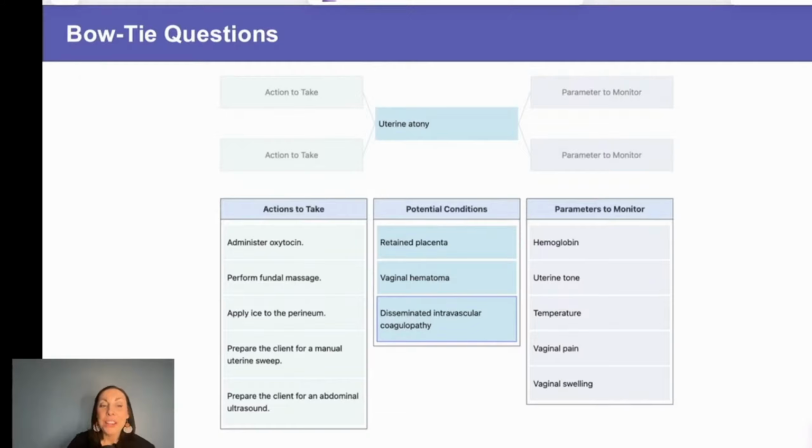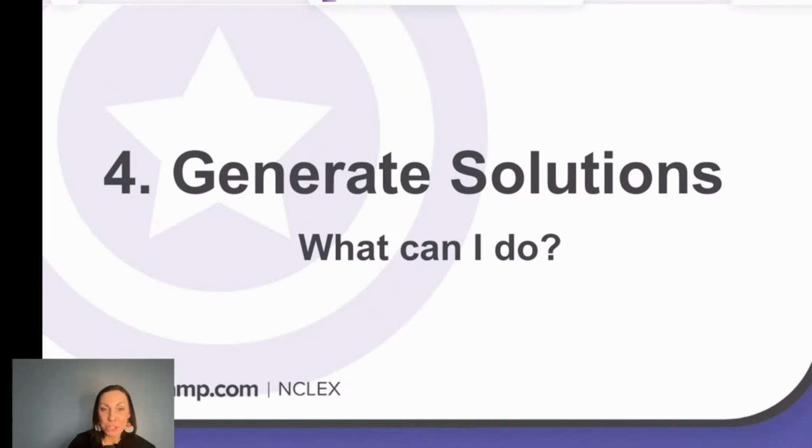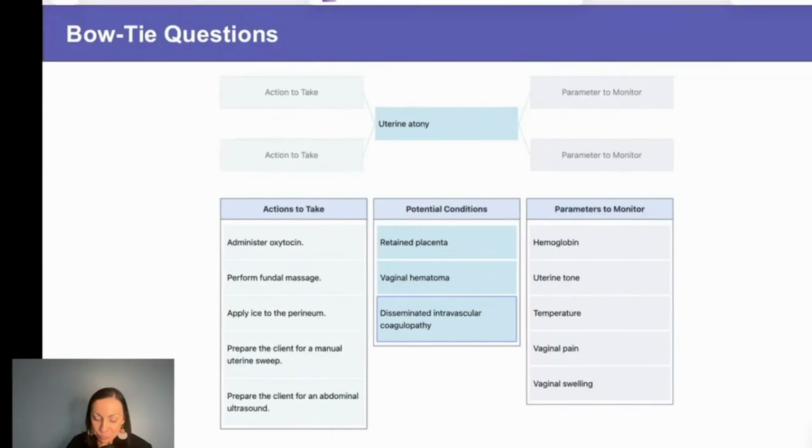All right, so next we get to generate solutions. This is where we decide, what can I do? What am I going to do about this? Okay, so we have all these actions to take, and remember that we might do all of these for any client, but we have to find the two that are most likely and going to help with our uterine atony.